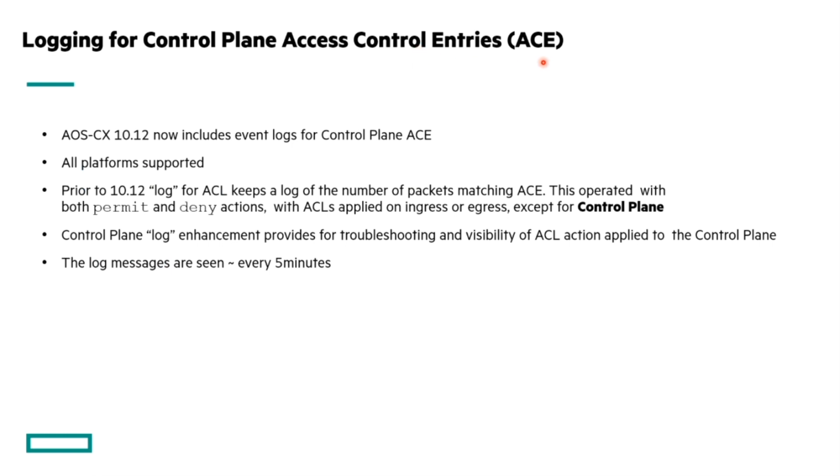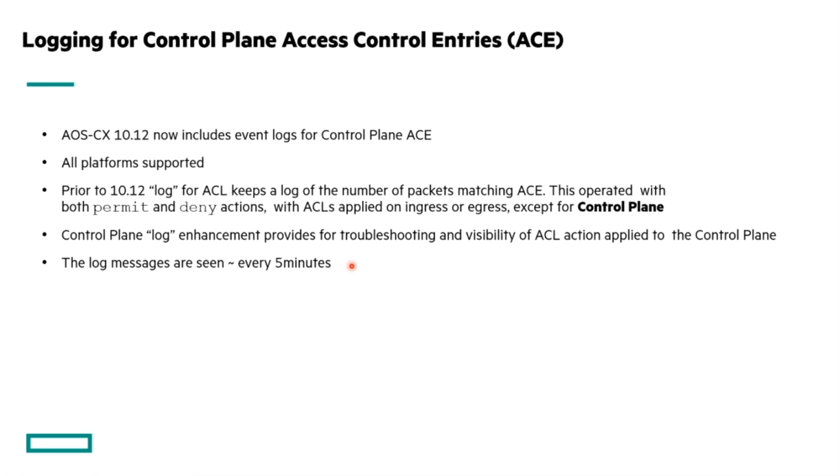Let's cover logging for control plane access control entries. We now support logging for events on control plane access control entries, and we support this on all CX platforms. Prior to 10.12 software, the ACL log for the number of packets matching access control lists only operated for the permit and deny actions on access control lists that were for ingress or egress, or typically on ports, except for the control plane. Now we can have logging of ACLs directed towards the control plane.